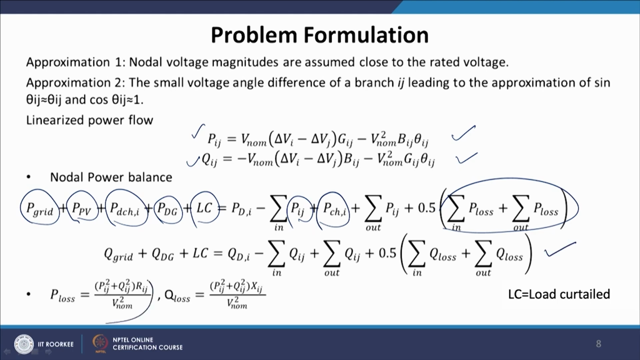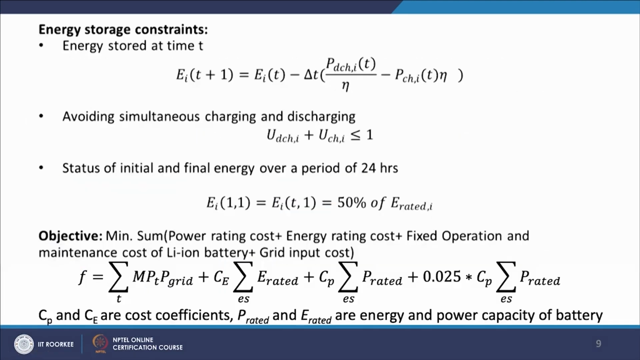Now, we can also calculate the P loss as well as Q loss using these two formulas, and then we move to the constraints of the same problem, where for energy stored at time t, we have already discussed, I am repeating it: E(t+1) is E(t) minus delta t times P discharge divided by efficiency minus P charge multiplied by efficiency, and this is one of my standard constraints. The state of the battery, whether discharging or charging, the summation will be less than or equal to 1, and the initial and final energy level of a battery within 24 hours is considered to be 50%.